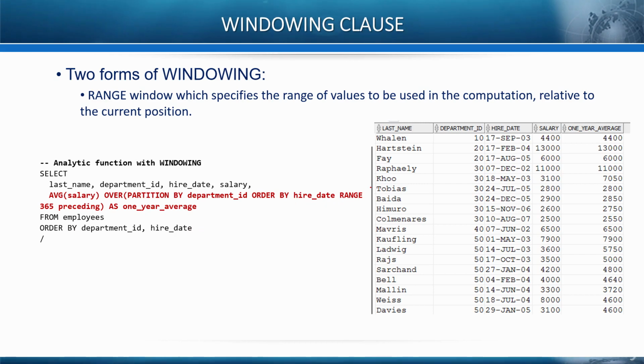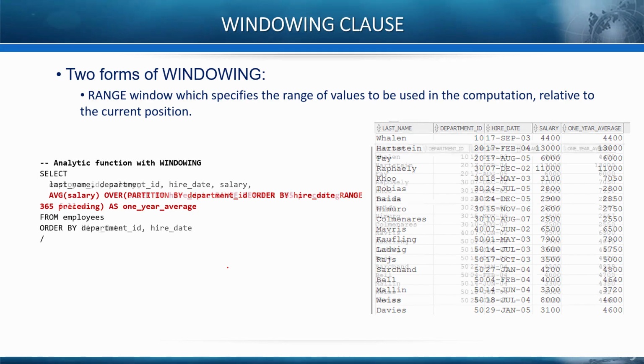This query returns the average of salaries for each employee ordered by their hire date, but in this case we specify a range window of 365 days, which is 1 year. So we are literally telling Oracle, give me the average salary of each employee and all employees who were hired 1 year before them. So the average is only computed for the current row and the people whose hire date falls within 365 days of the current employee's hire date.